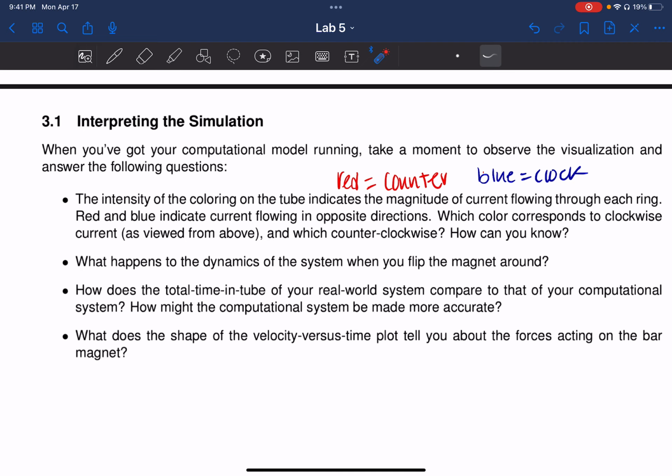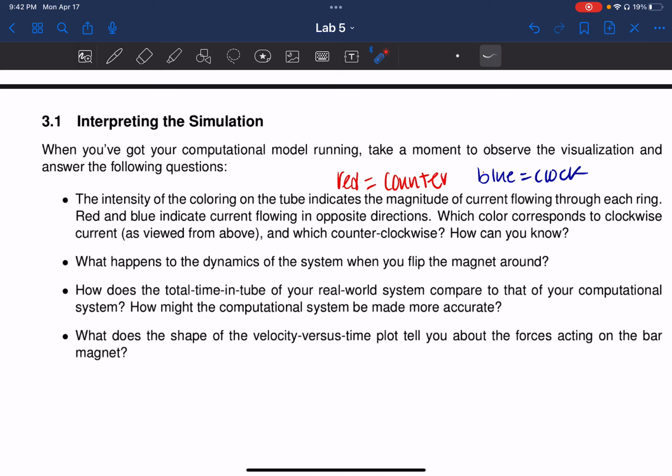What happens to the dynamics of the system when you flip the magnet? It would be the same because the magnetic force is still increasing downwards. How does the total time in the tube of the real world system compare to that of your computational system? The computational system only accounted for those two forces, gravity and then the induced current, whereas the real model probably had other forces acting on it. And how to make it more accurate? Probably also when I calculated in lab 3 the mu of the bar magnet that I have, I could have calculated a little better.